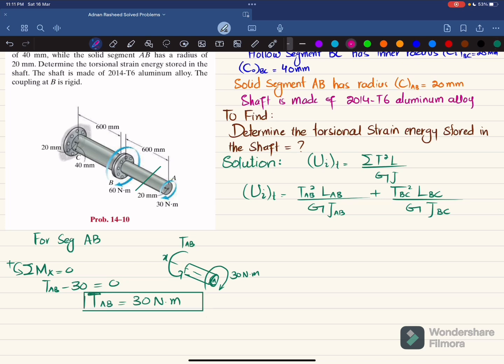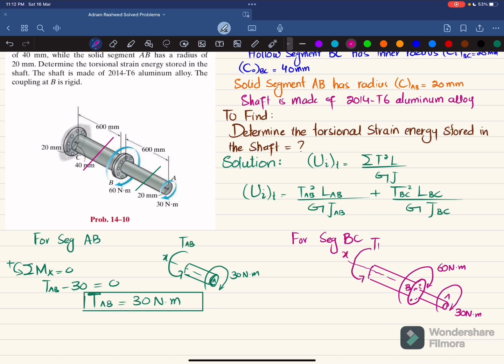Now we will find the torque for segment BC. For segment BC, I will cut along any length of BC and draw the free body diagram. It will be like this. This is BC. There is a coupling over here, and then we have another segment, which is segment AB. At point A you have a clockwise torque of 30 Newton meter. This is the coupling at point B, where we have a torque of 60 Newton meter clockwise. So this is the axis, and the net torque will be counterclockwise, and that will be T_BC.